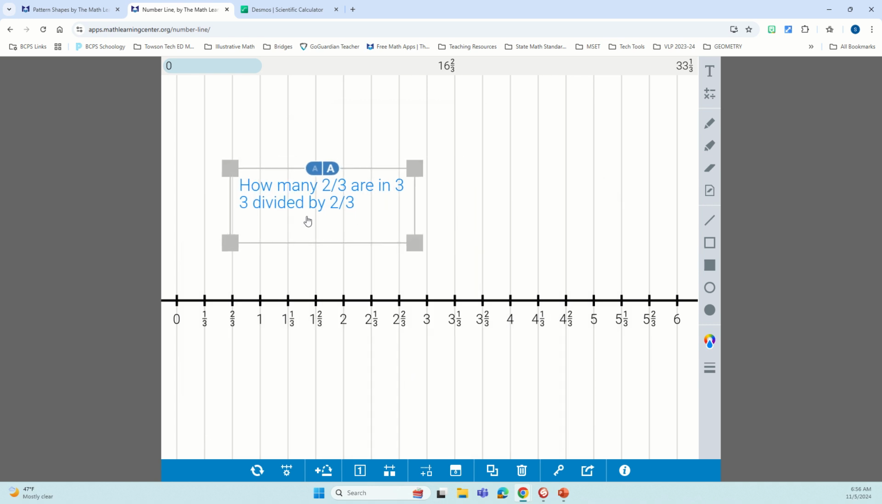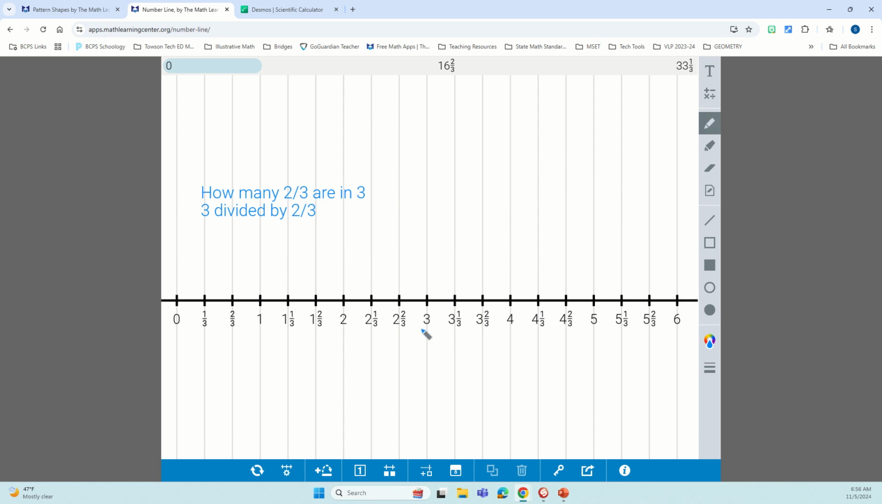All right, here we go. How many 2/3 are in 3? So the first thing I want to do is find 3. That's where I got to get to. And then I can see that I need to count by 2/3. So I'm going to use the hopper tool and I'm going to shrink it down and line it up with 2/3. I can even turn it on to check, make sure I have 2/3, but again, I would turn it off. Okay, so here's my 2/3.